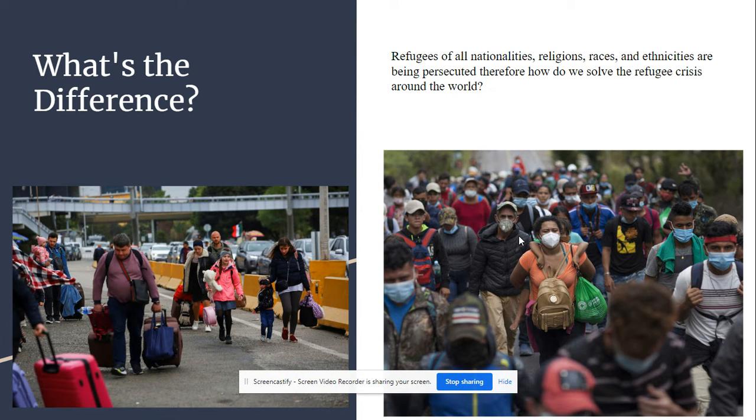These two images here I use in class quite often for refugees. Refugee crisis is when we talk about different things and different subjects. Refugees of all nationalities, religions, races, ethnicities are being persecuted. Therefore, how do we solve the refugee crisis around the world? The one on the right is from the southern border of the United States. The one on the left are refugees from the Ukrainian crisis currently happening. And so these two images really show no differences.